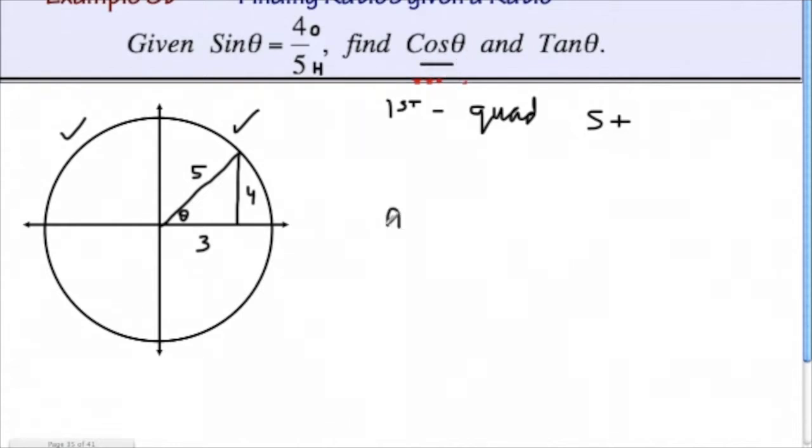Well, cos is A over H, and it's going to be 3 over 5. And I don't have to worry about checking CAST because it's in quadrant 1. I know everything is positive. And if I did the tangent one, it's O over A, which is 4 over 3.